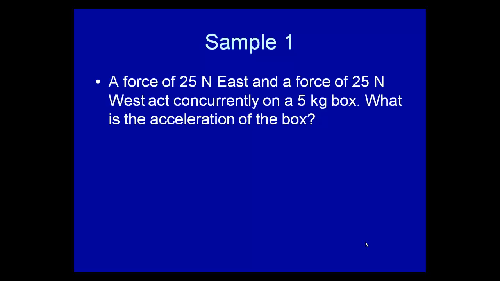A force of 25 newtons east and a force of 25 newtons west act concurrently on a 5 kilogram box. What is the acceleration of the box? Concurrently simply means they're acting at the same time on the same object. First of all, I'm going to say east is positive. When I draw my free body diagram, I have 25 to the right and 25 to the left. You could also draw on your normal force and your weight. Those balance each other out. Then the sum of the forces equal m times a. In this case I have 25 minus 25, which is of course equal to 0. So it's not accelerating. The forces are balanced.